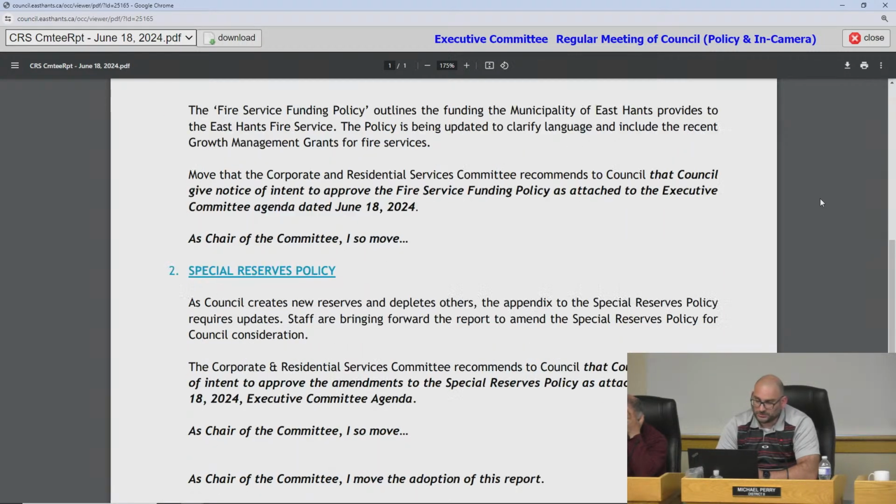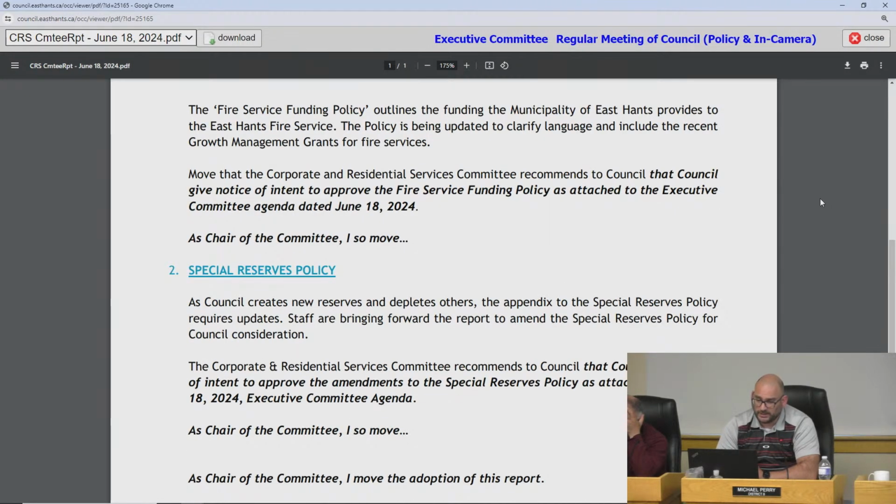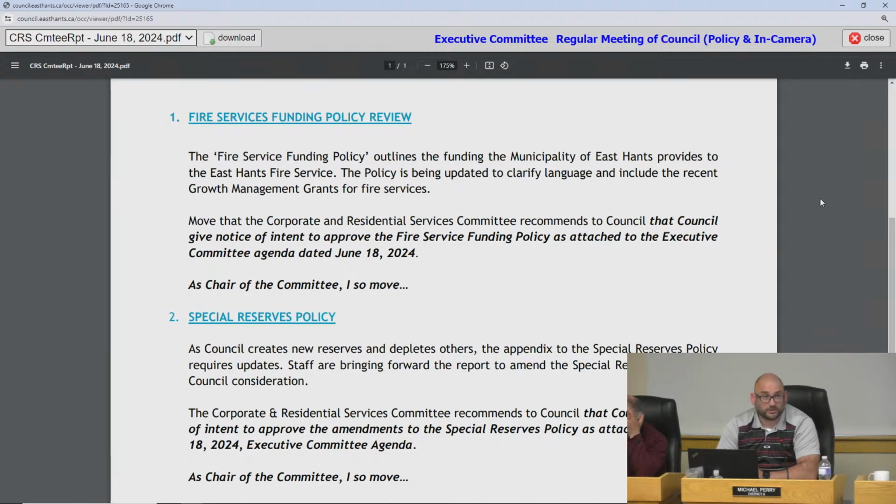Move that the Corporate Residential Service Committee recommends to Council that Council give notice of intent to approve the Fire Service Funding Policy as attached to the Executive Committee agenda dated June 18th, 2024. As Chair of the Committee, I so move. Seconded by Councillor Musa. Is there any discussion on the motion? Question's been called. We'll go to the vote. And the motion is passed unanimously.